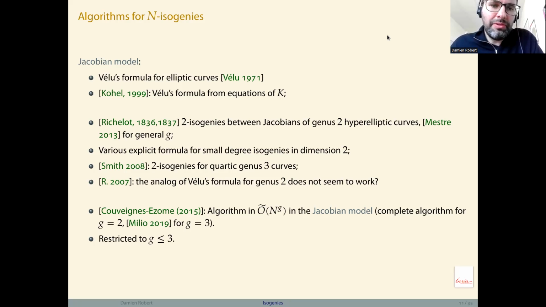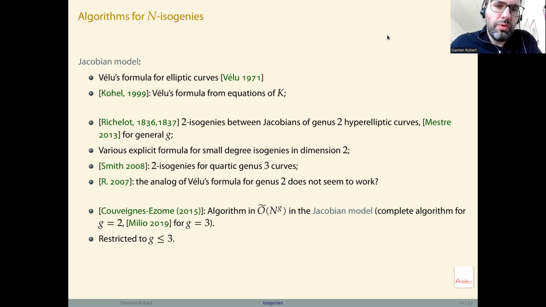In higher dimension, and dimension 2, Richelot describes 2-isogenies between Jacobians of genus 2 curves. And there were various generalizations, including Mestre, which describes 2-isogenies between Jacobians of curves in genus g.